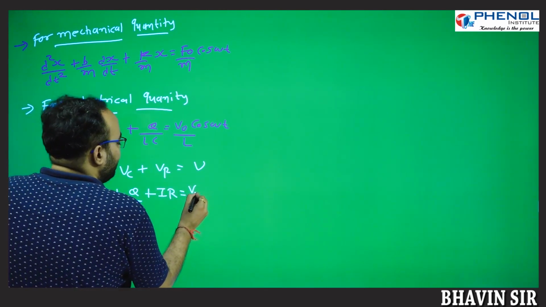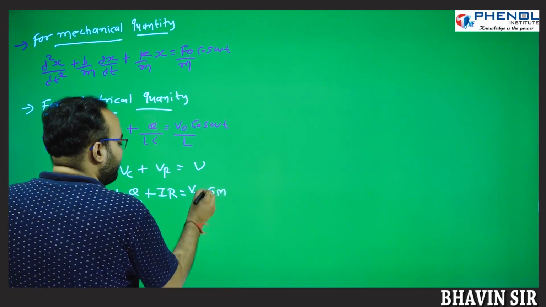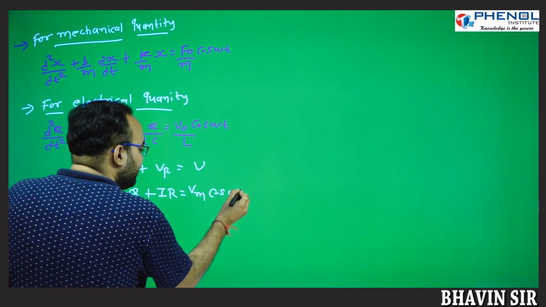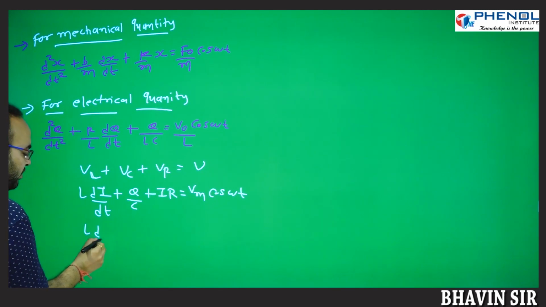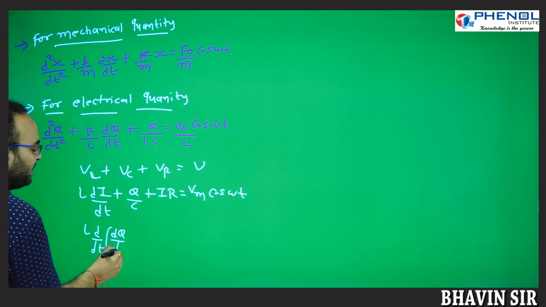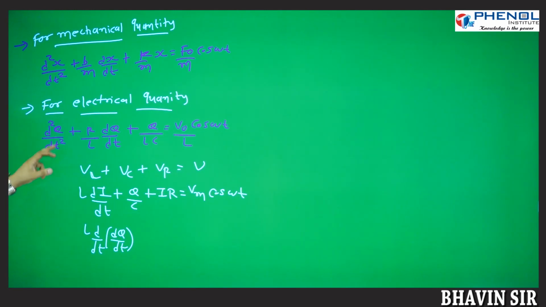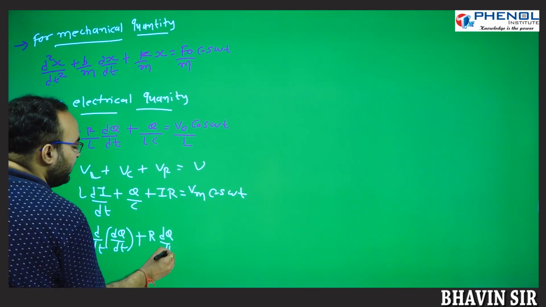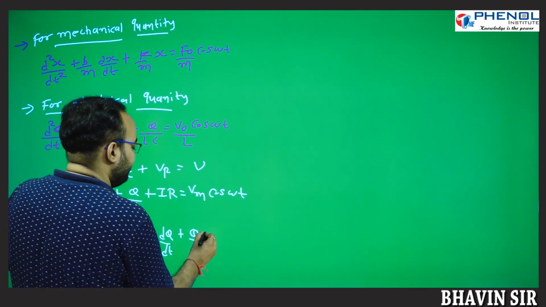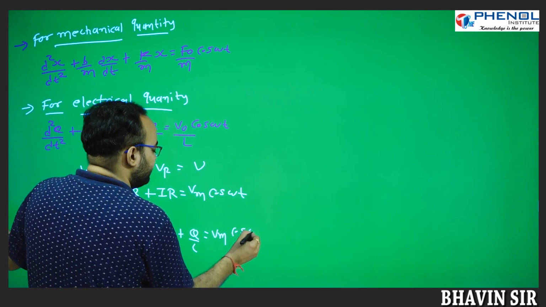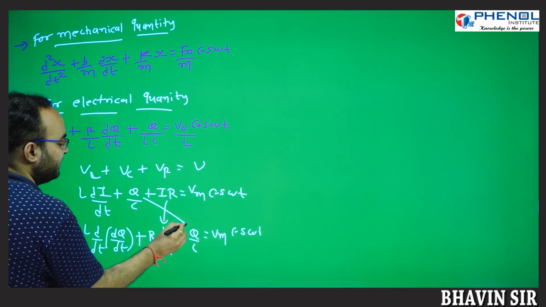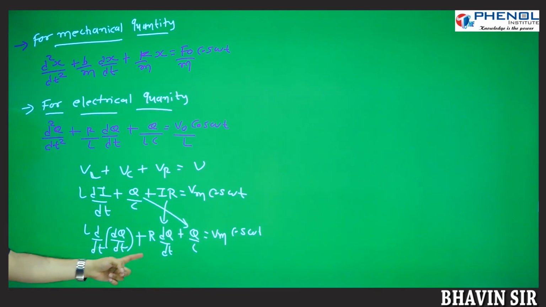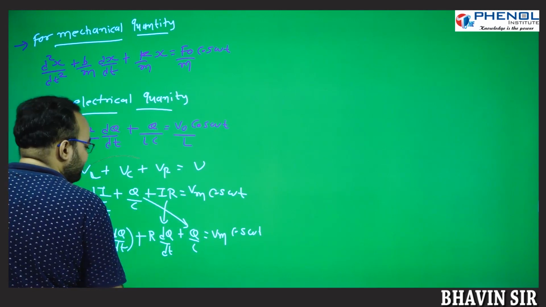Then IR equals Vm sin omega t, or you can take cos omega t. Then I is equal to what? dq by dt, because it is the differential equation of charge. This is the differential equation of displacement. So again here, R dq by dt plus q by C. Then divide by L, and we get this. Okay, clear? Now see how to compare these two things.